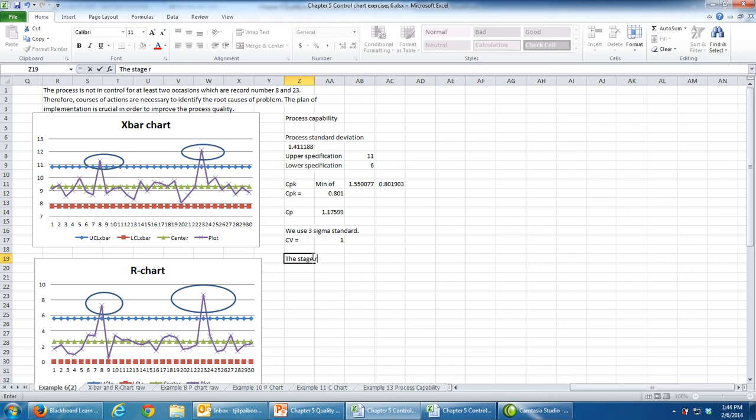record show that, okay, the process is not capable of meeting the target because the CPK is lower than 1. Okay, the process will be capable when both of these indexes are higher than the CV or 1. So in this case, it seems that the process is not capable.